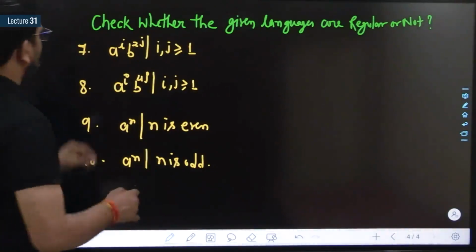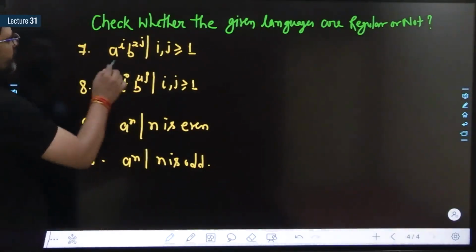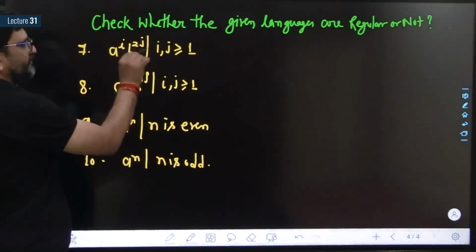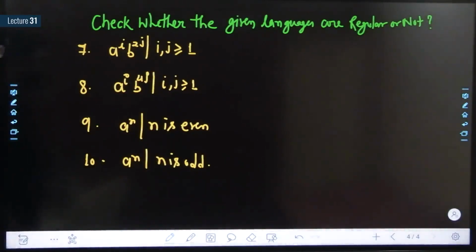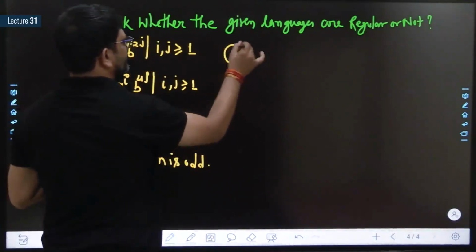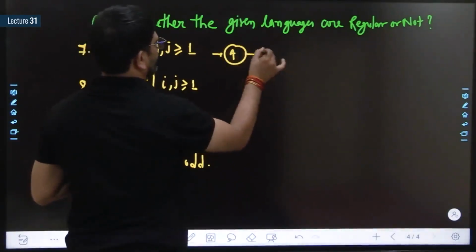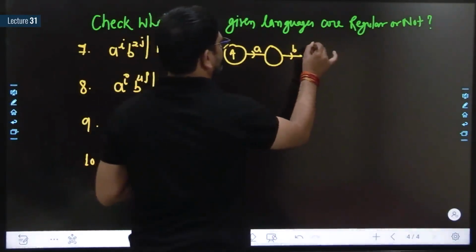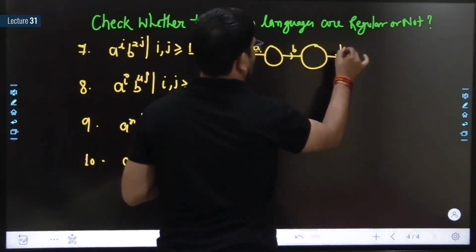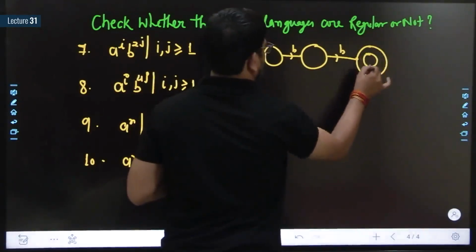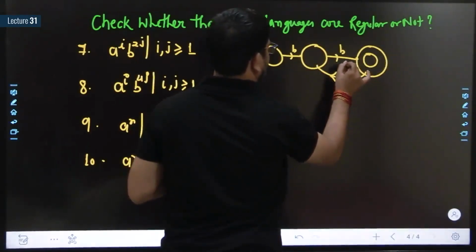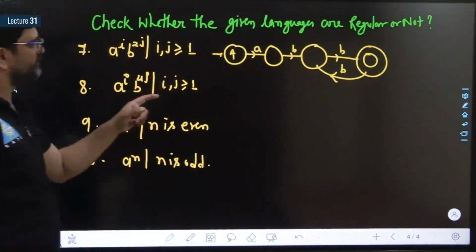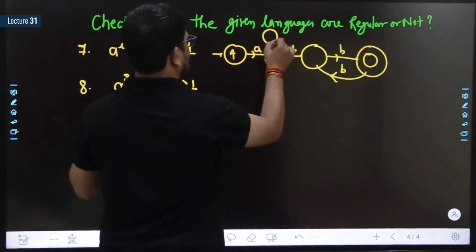Okay, check. Is this regular or not? See, there is no comparison between A and B. B is always a multiple of 2. See, what is the finite automata for this? A, B, B. This is the finite automata for this.